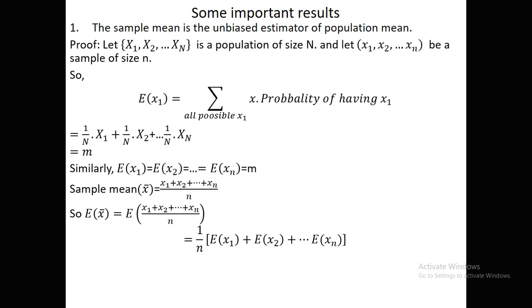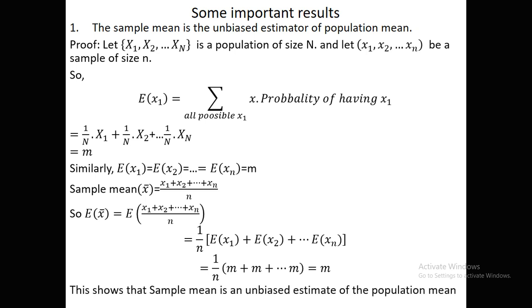So first of all, your task will be to pause the video and write everything in your copy. It's a very simple calculation. So this is equal to m. So E of x bar equal to m. This shows that it is an unbiased estimator of the population mean.